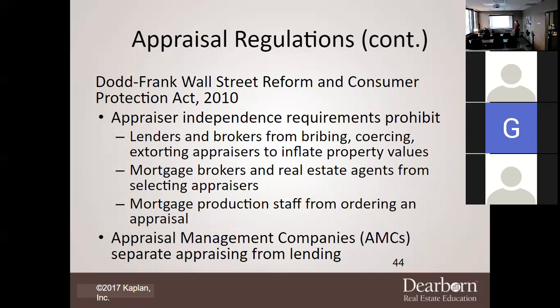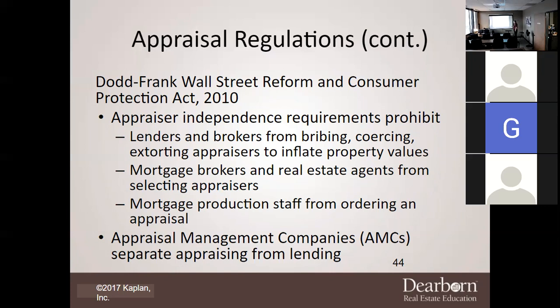They prohibit lenders and brokers from bribing, coercing, or extorting appraisers to inflate property values. So in this situation, us as lenders and brokers cannot contact the appraiser to try to get the appraiser to push up value. We cannot do that. Mortgage brokers and real estate agents also cannot select the appraisers, because the fact of the matter is, if I get to select, I'm going to pick the ones that are going to do what? Give me what I want. Okay.